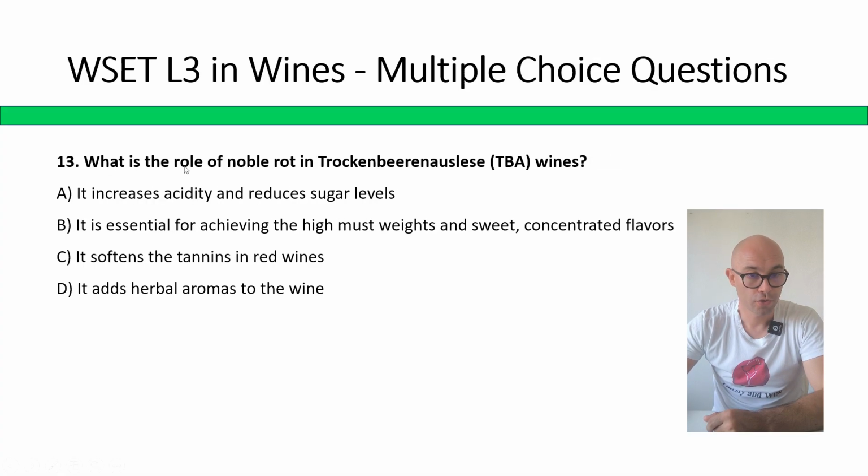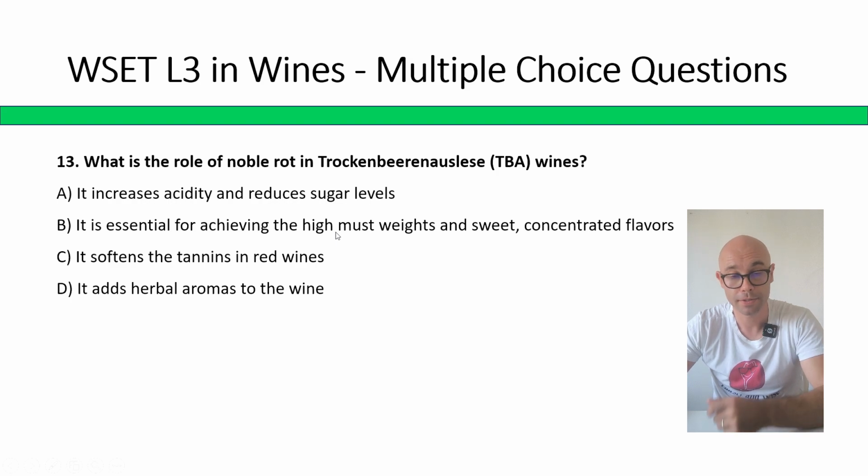What is the role of noble rot in Trockenbeerenauslese, or TBA for short, wines? It increases acidity and reduces sugar levels. It is essential for achieving high must weight and sweet concentrated flavors. It softens the tannins in red wines. It adds herbal aromas to the wine. The correct answer is B. It is essential for achieving high must weights and sweet concentrated flavors.